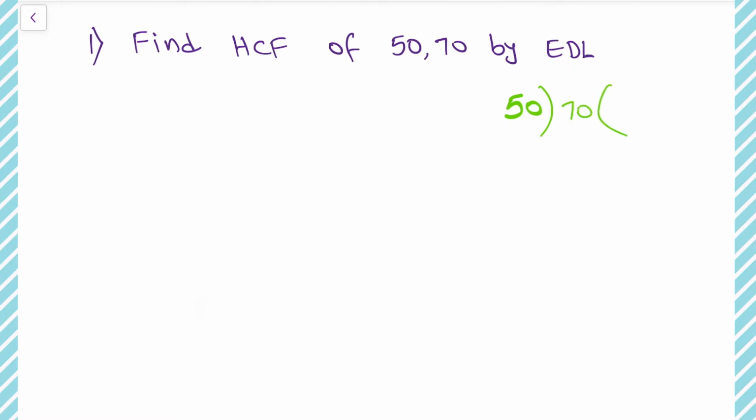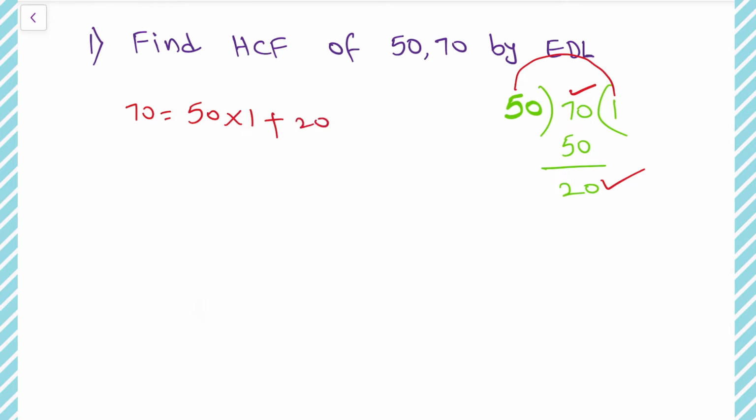Now 50 ones are 50, so the remainder will be 20. Now this step we need to write in the form of A equals BQ plus R. That is, dividend equals divisor into quotient 50 ones plus remainder.